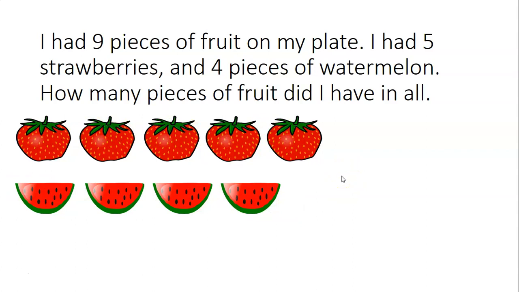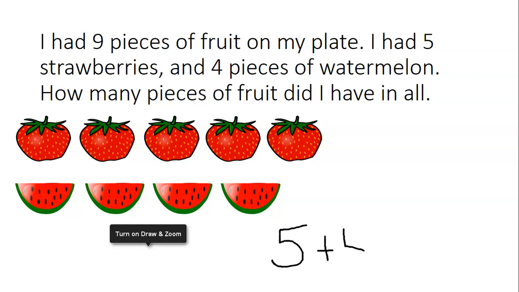I'm going to show you how I counted. I knew that 5 was already in the top row. So I just started counting from 5. 5, 6, 7, 8, 9. I had 9 pieces of fruit all together. So now I want to write a number sentence. So I had 5 strawberries. So 5 plus 4 pieces of watermelon equals 9.